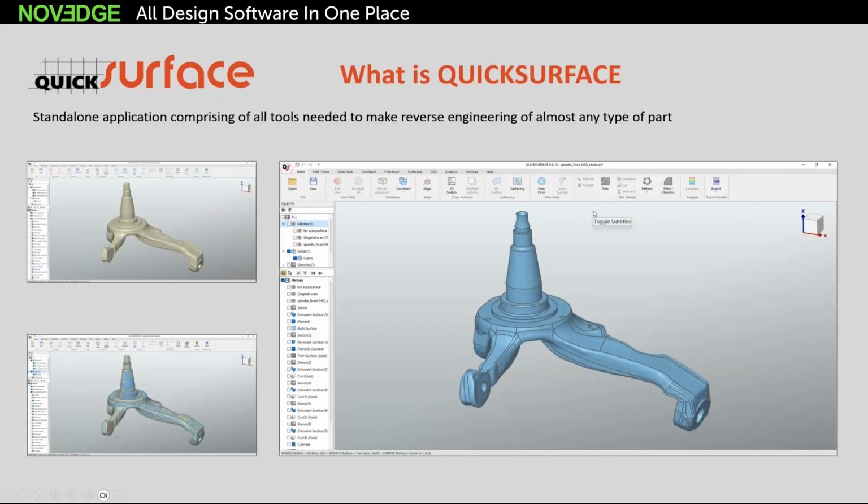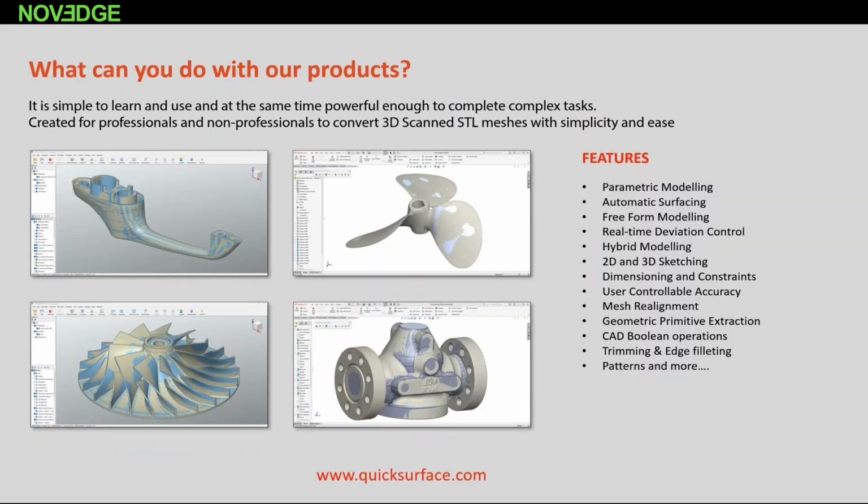So what is QUICKSURFACE? QUICKSURFACE is a standalone application which has a lot of simple tools that help you start with the imported STL mesh, and then you end up with a CAD model. What do we offer? What type of features? Well, as you can see, we listed them here. Probably it's hard to read, but just to summarize, we offer parametric modeling, automatic surfacing, freeform modeling. We have our own proprietary approaches to solve different problems that you will see in my technical demonstration. We also offer tools to realign the object in space and more.